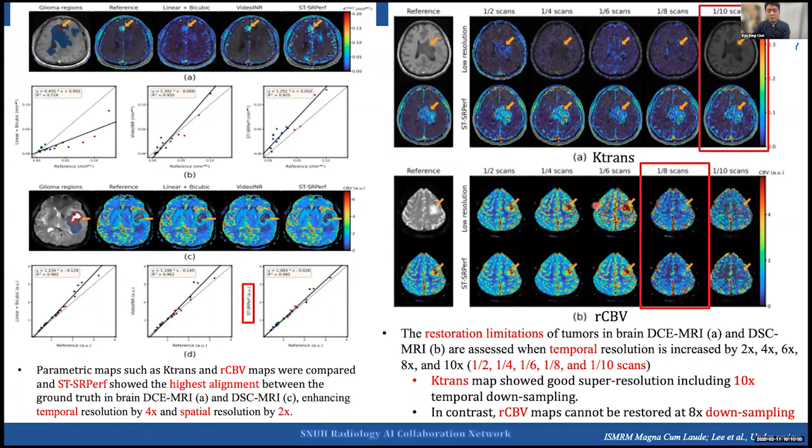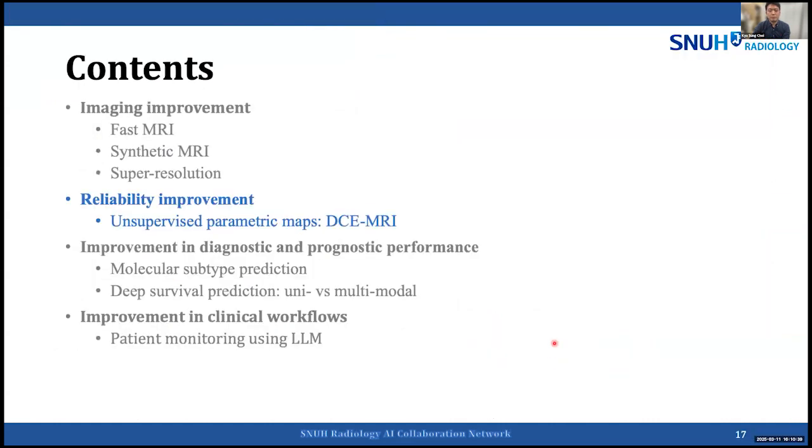The right side figure illustrates the restoration limitations of tumors in brain DCE MRI and DSC MRI across different temporal downsampling levels. K-trans maps showed good super resolution, including 10 times temporal downsampling. In contrast, rCBV maps cannot be restored using the model at 8 times temporal downsampling, like K-trans maps, as you can see in the left frontal lobe tumor.